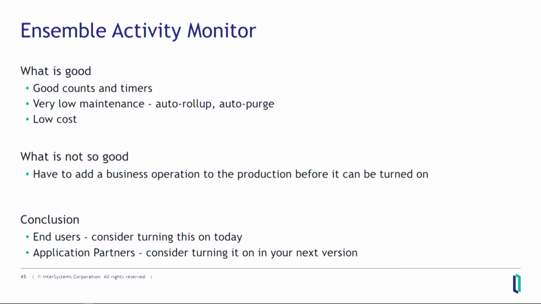What's not so good, you have to add a business operation to the production before it can be turned on. That's what centralizes the data. And if you've got 100 servers running Ensemble on 100 different systems, you can centralize all that data and get it fed into one centralized database.